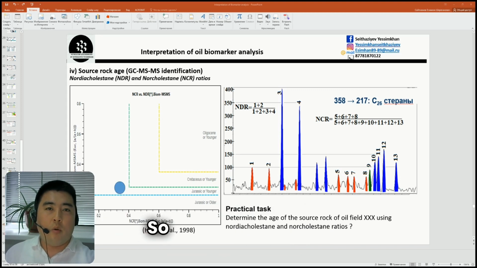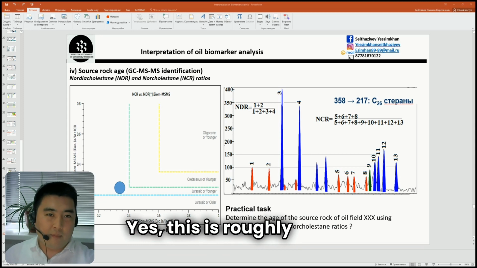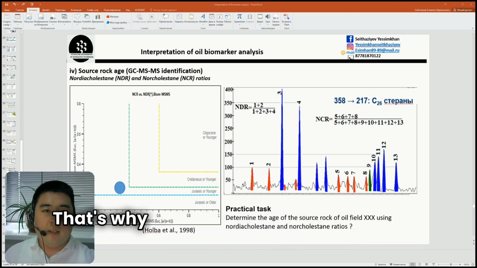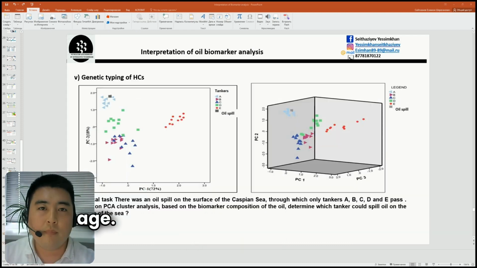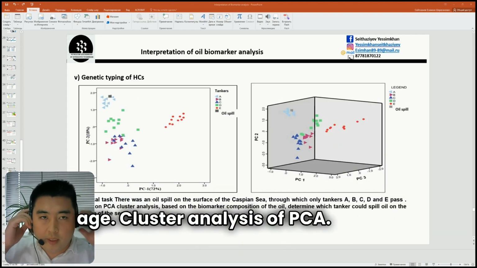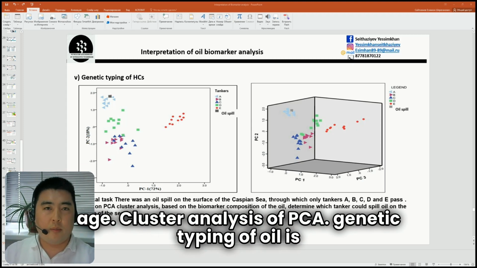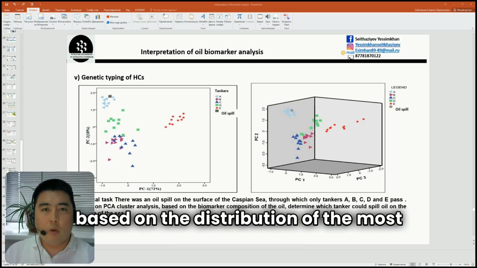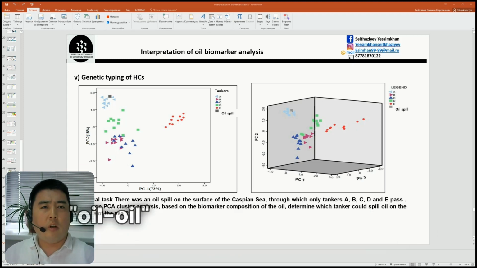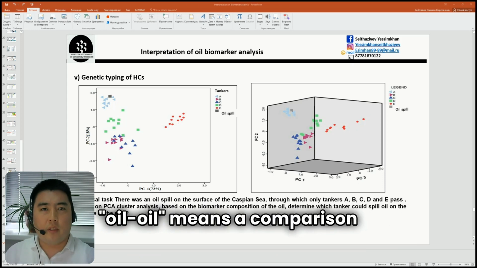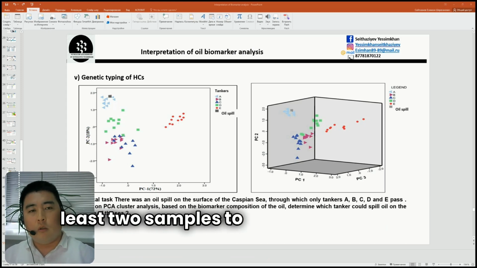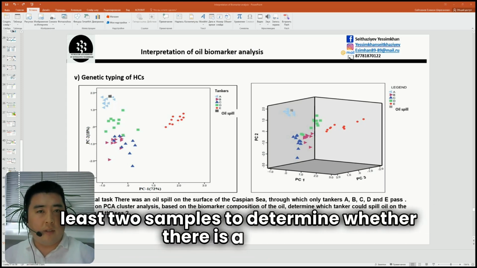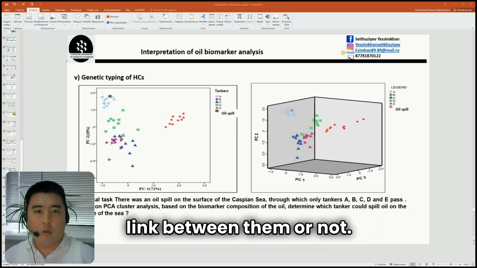So what did you get? Yes, this is a rough value. That's why, as you can see here, it corresponds to Jurassic age. Cluster analysis and PCA. Genetic typing of oil is based on the distribution of the most important biomarkers. Correlation of oil means a comparison of geochemical composition of at least two samples to determine whether there is a genetic link between them or not.